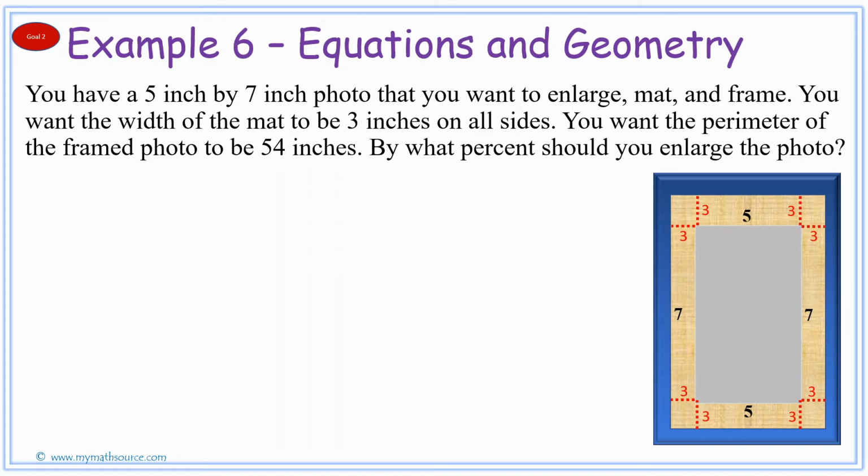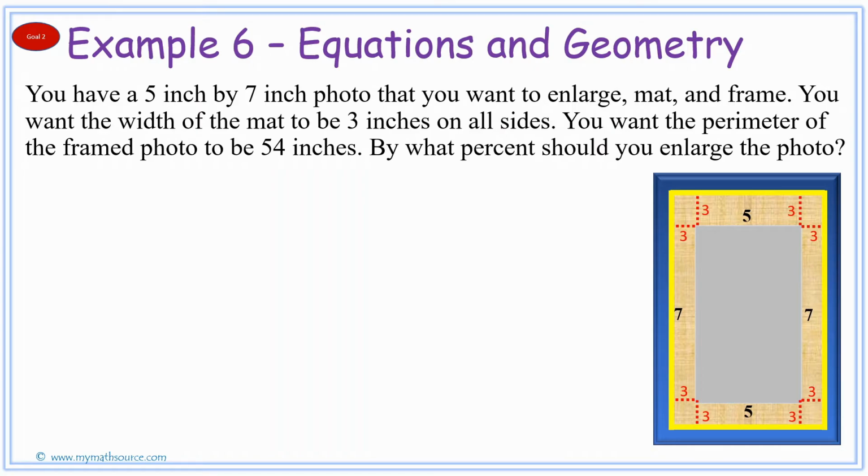Right? This next part says you want the perimeter of the framed photo to be 54 inches. So the framed photo would be the inside followed by that yellow line. And so all of that should fit in a 54-inch perimeter. So then the question asks, by what percent should you enlarge the photo?